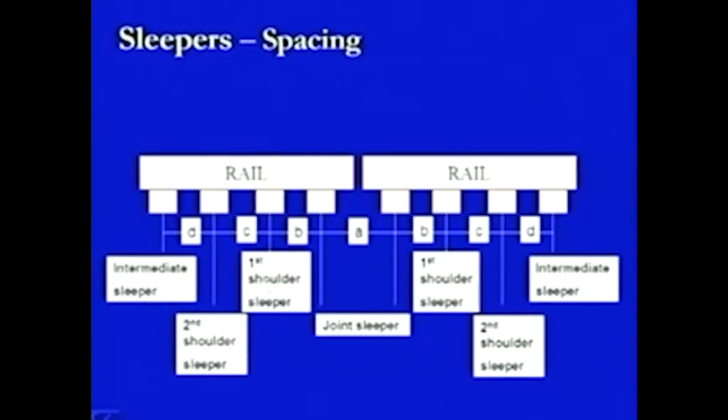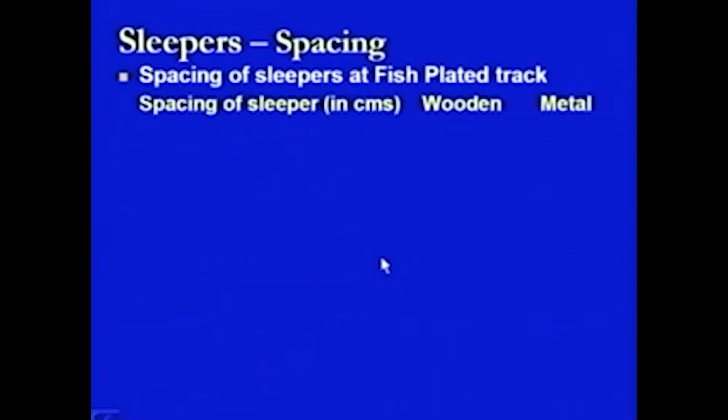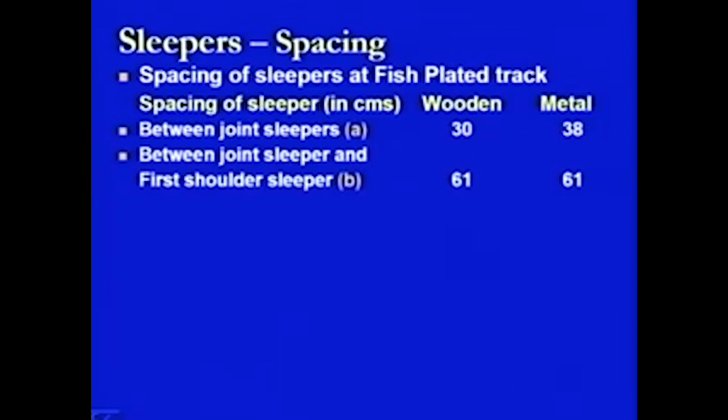So, this is how the sleepers are designated, and whatever distance is available between these sleepers is designated as A, B, C and D respectively. So, we have to look at the values of these A, B, C and D. This is the case of the fish plated track. Here the spacing of sleepers is defined for two cases, that is wooden and metal. For the distance between joint sleepers, that is distance A, it is 30 centimeters for wooden and 38 centimeters for metal. Then between the joint sleeper and first shoulder sleeper, it is 61 centimeters in both cases.